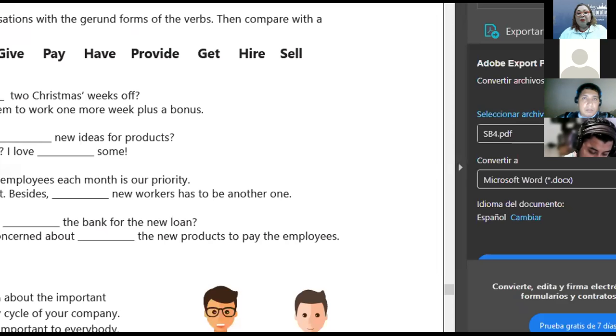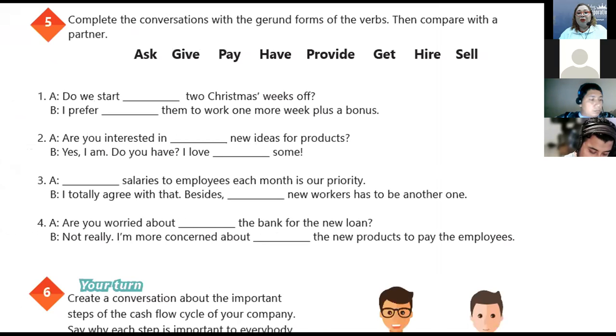Okay, people, let's start with the first conversation. Let's see that here we have ask, give, pay, have, provide, get, hire, sell. Aquí, ¿qué estábamos practicando? El ING, ¿verdad? ING, gerunds. Y como lo estamos escribiendo, tenemos que tener el cuidado de las reglas de spelling, ¿verdad? A la hora de escribirlos. Ok, and aparte, pues el significado en el contexto.